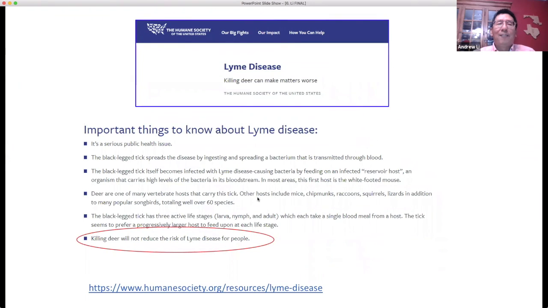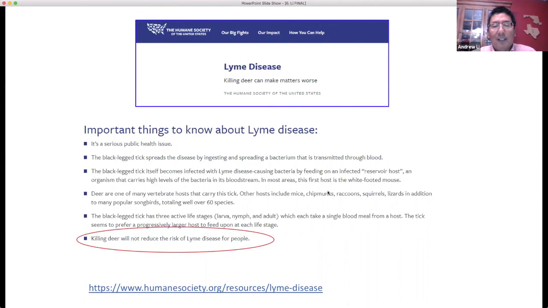This is what I found from the Humane Society of the United States. They talk about the Lyme disease issue, and how deer play a role in human ticks. Of course, it is all about animal rights. Their conclusion is that killing deer will not reduce the risk of Lyme disease for people. So again, it's a social issue. It's more complex than just a scientific ecology and disease issue.